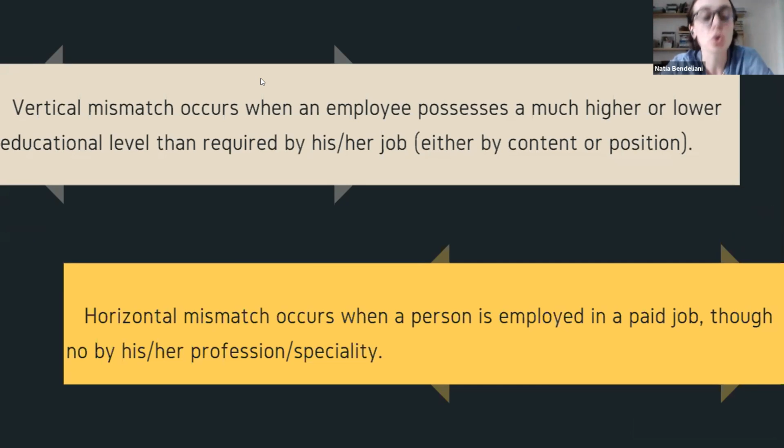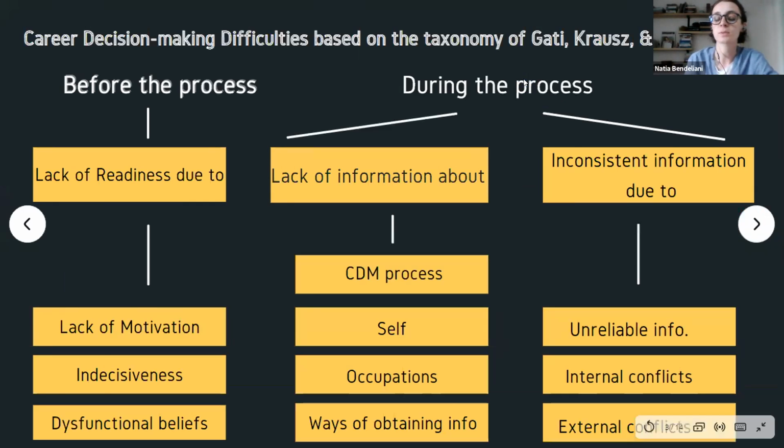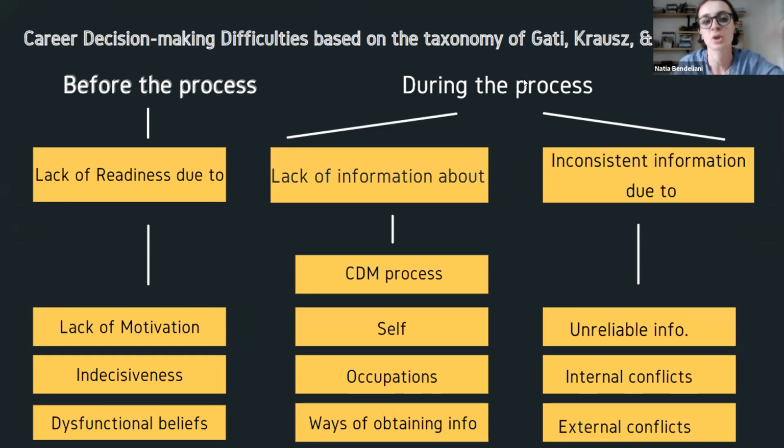On the one hand, there is no demand for graduates' professions, and on the other hand, their work qualification does not meet the requirements of the employer. No studies have been conducted in Georgia that would measure if making the right career choice might affect students' employability. But what we know is that they face difficulties while choosing their major. So Gati, Krausz, and Osipow suggest the career decision-making taxonomy, and you can see that the categories are differentiated into 3 different subscales, right?